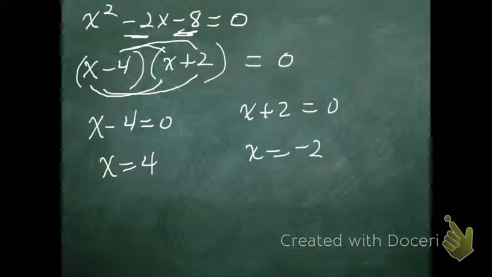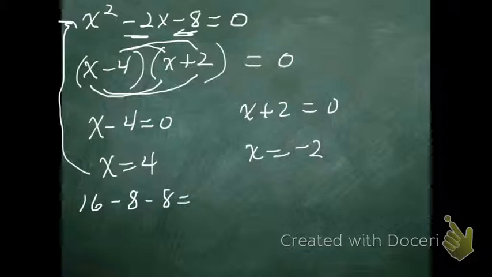Substituting 4 back into the original equation, 4 squared is 16, minus 2 times 4, which is minus 8, and then minus another 8. 16 minus 8 is 8, 8 minus 8 is 0, and 0 is equal to 0, so it works. Substituting negative 2 in, negative 2 squared is 4.